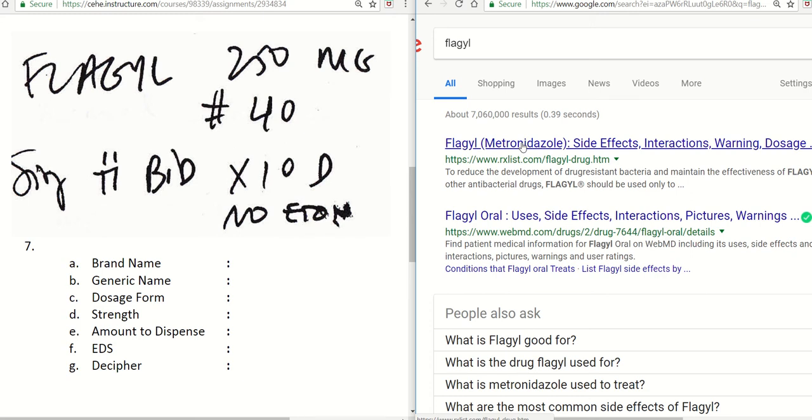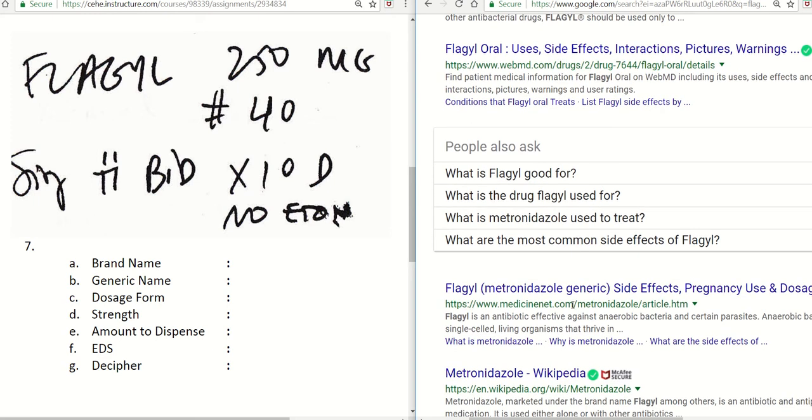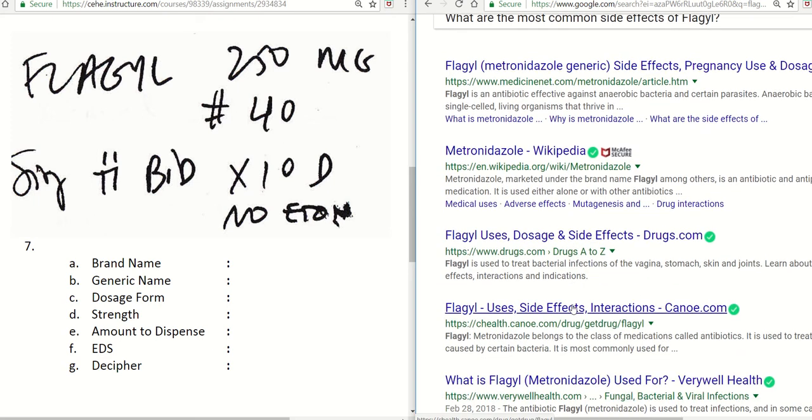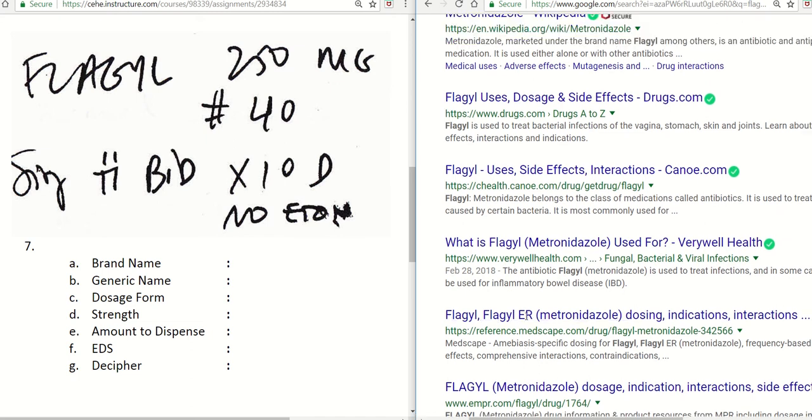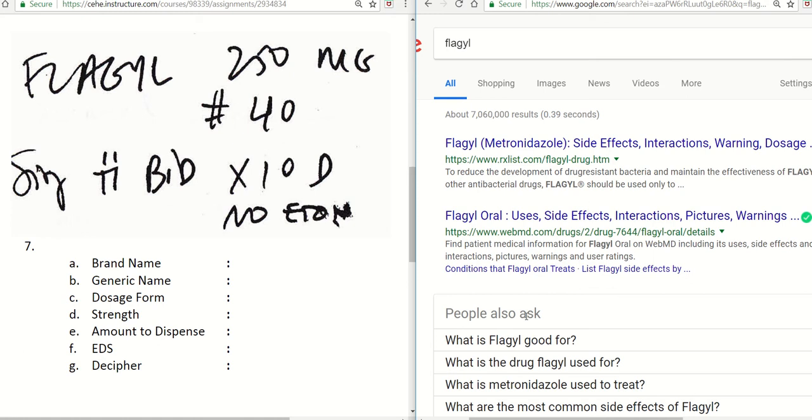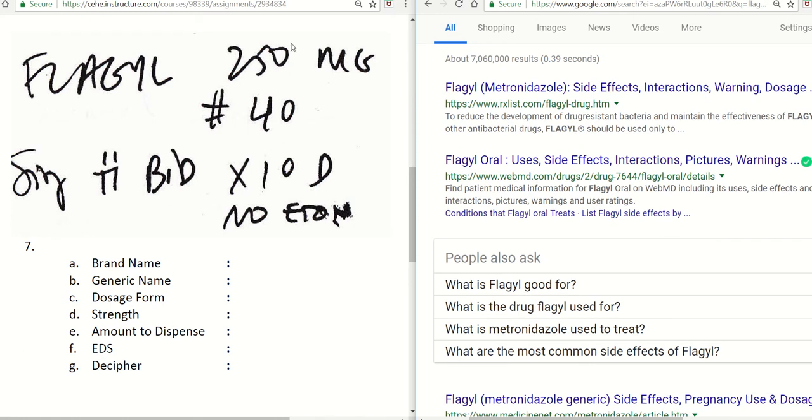And let's see, looks like they're just regular tablets. There's no EX, XL. Ooh, there is an ER form, but the doctor didn't ask for it. So for us, it's just regular tablets. Strength, 250, written right here. Amount to dispense is 40.